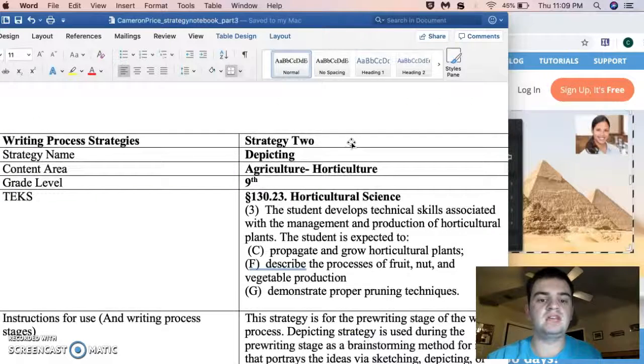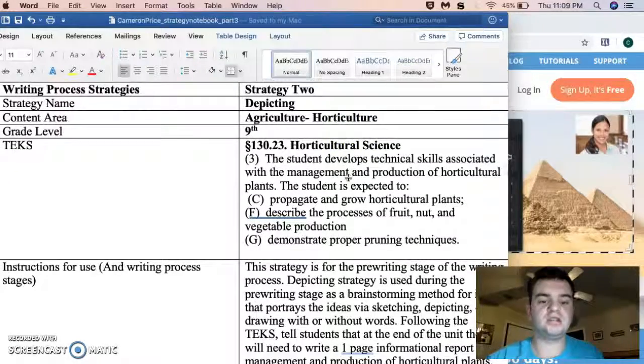And once again, this strategy is called depicting. I used it for the horticulture content area, and it's in the pre-writing stage of the writing process.